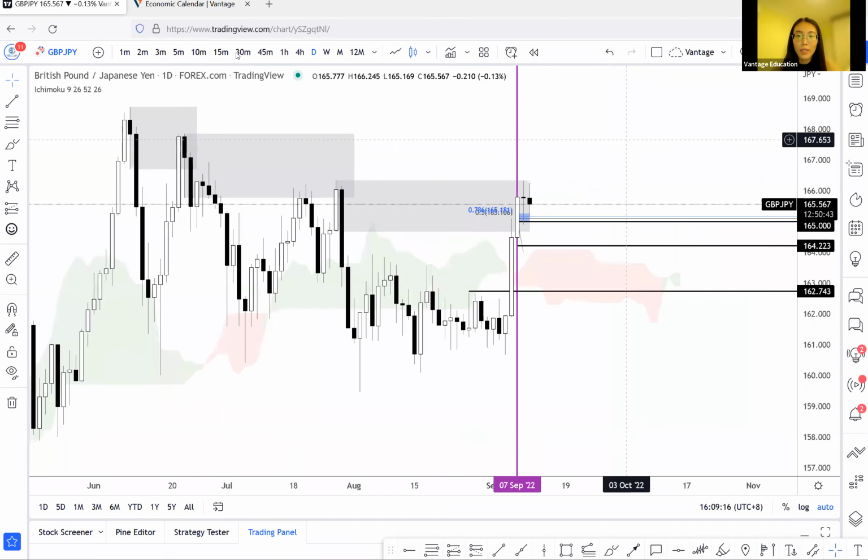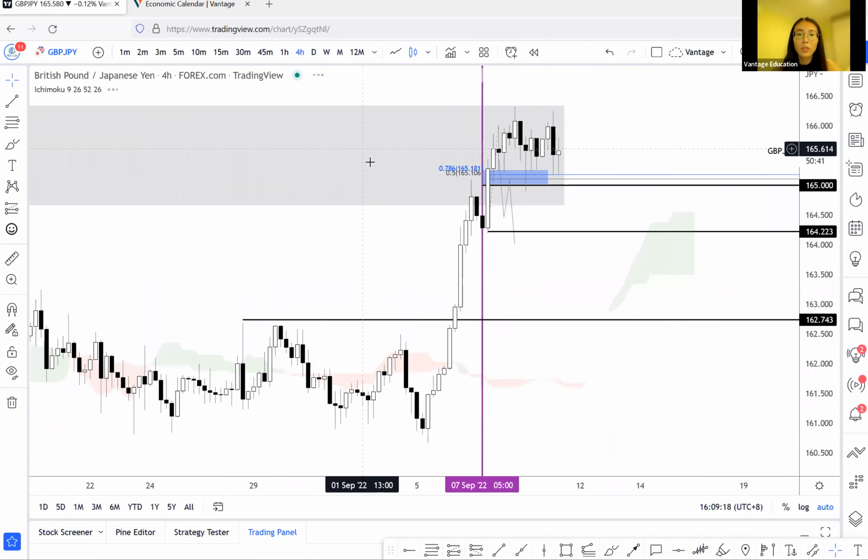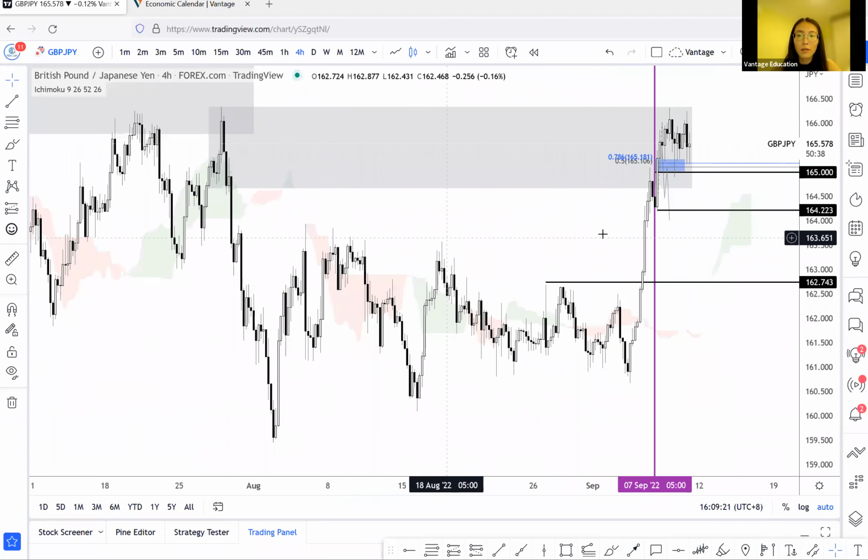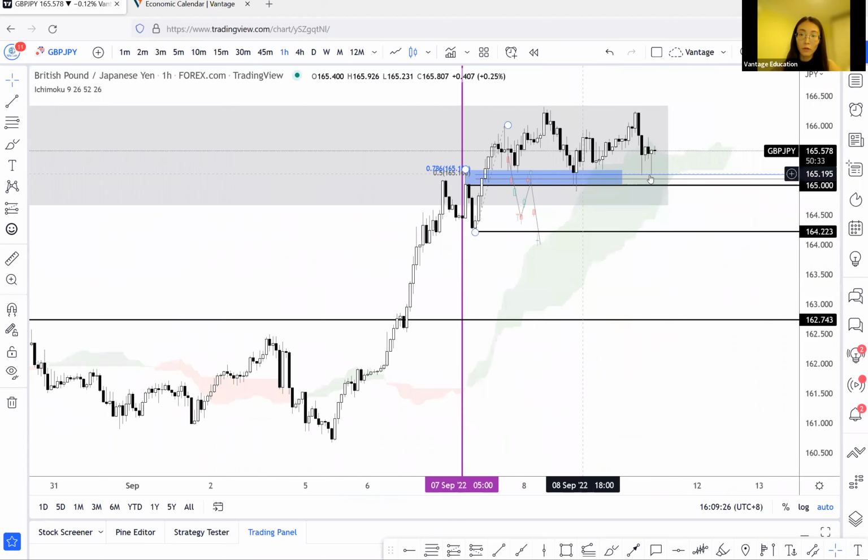And this is the last region where price entered here. This is on pound yen. So right now prices are on a daily resistance area that we have. And when you go down to the smaller time frame here, this was the previous support level that we've highlighted.